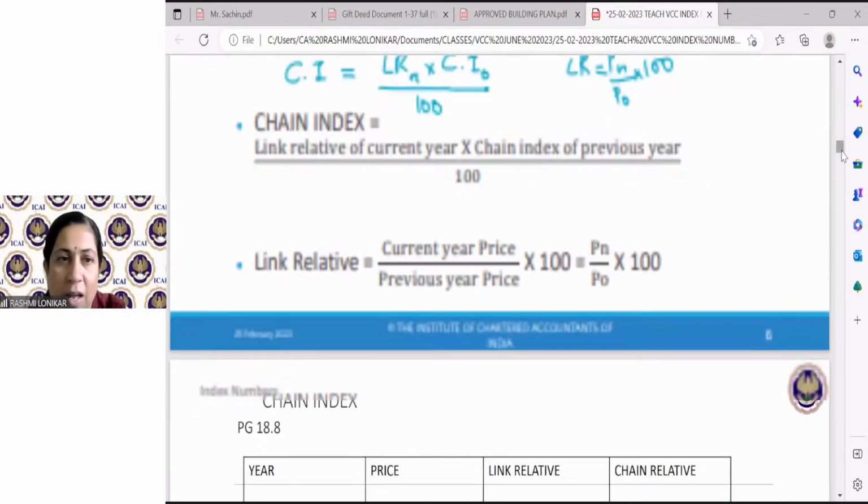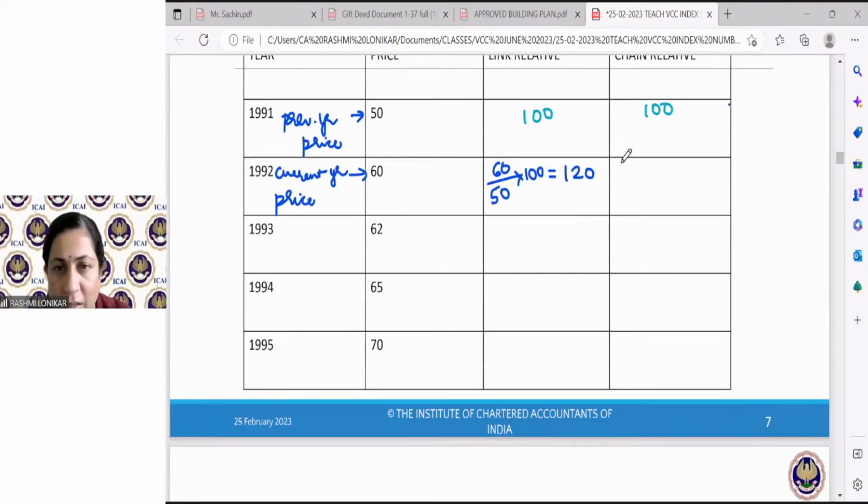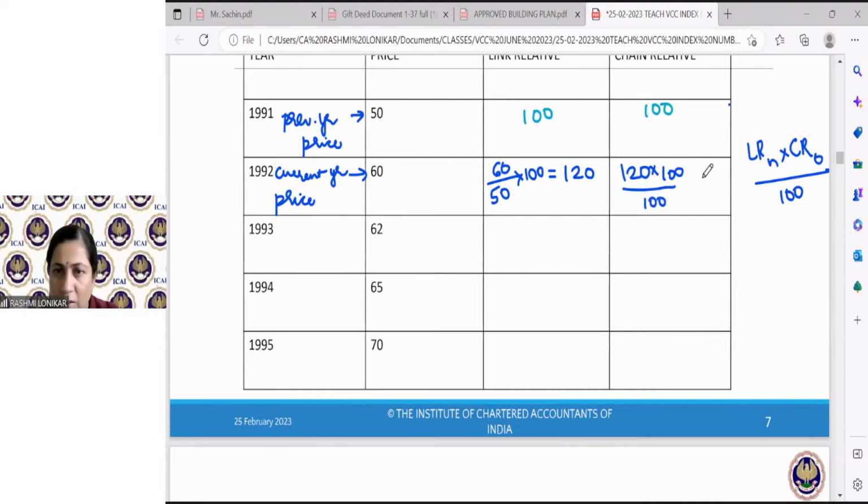Chain relative says that link relative of current year into chain index of previous year upon 100. So what is the link relative of current year? This is 120 into chain relative of previous year, which is 100, upon 100. So how much is this? 120. Can anybody tell me for 1993 what should I write?